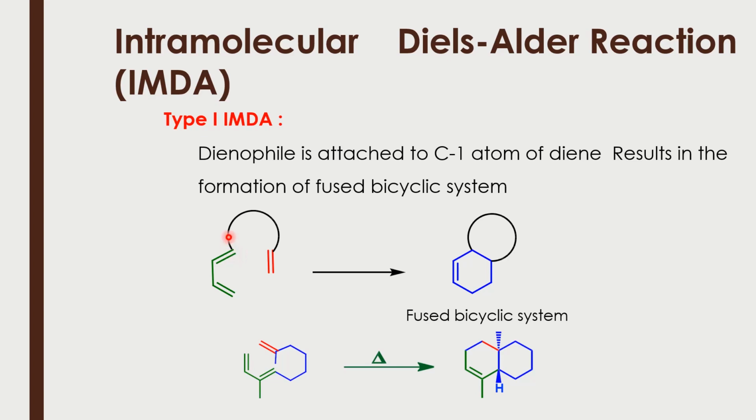So here you have the example where the dienophile is part of a substituent which is attached to C1, in which case when it undergoes the Diels-Alder reaction, you will end up with a fused bicyclic system as is shown here. So this is my 1, 2, 3, 4 of the diene. I am having the dienophile part of this substituent which is attached to C1. So the product is a fused bicyclic system.